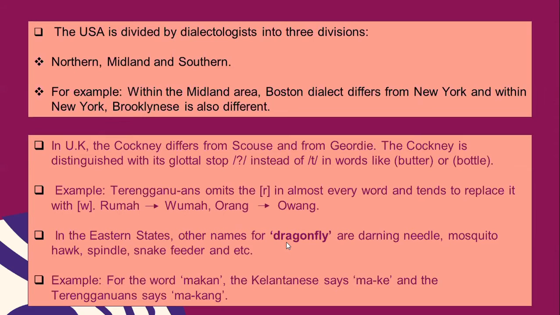Yeah, so in the USA, the dialectologists divided the USA in three divisions, which is northern, midland, and southern. For example, within the midland area, the Boston dialect differs from New York, and within New York, the people from Brooklyn also use a different dialect. Okay, that's in the US.